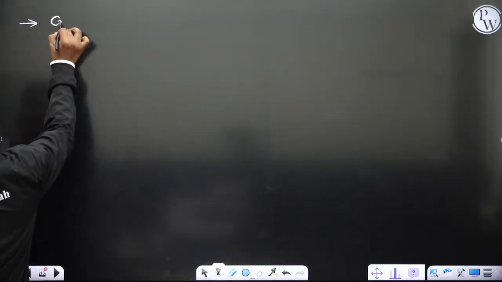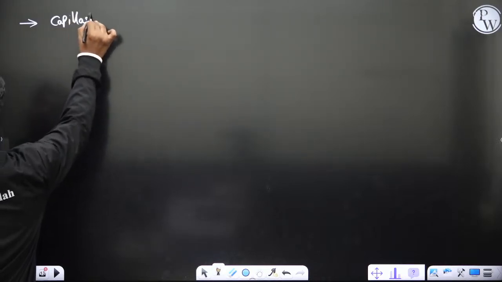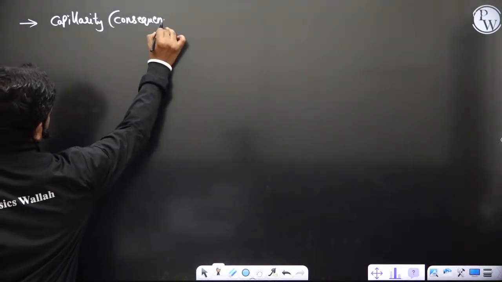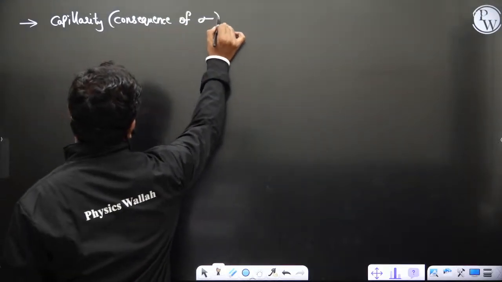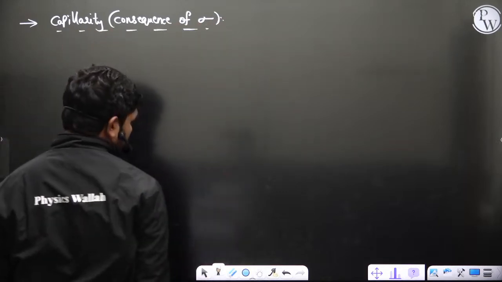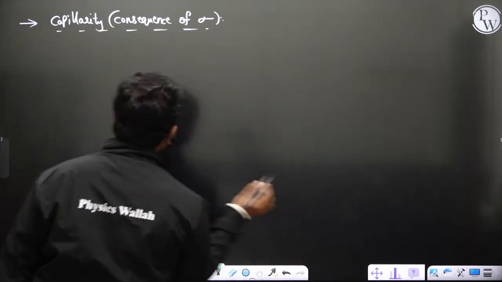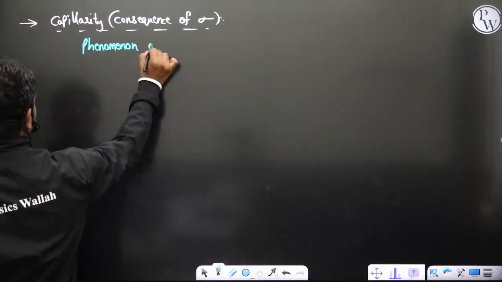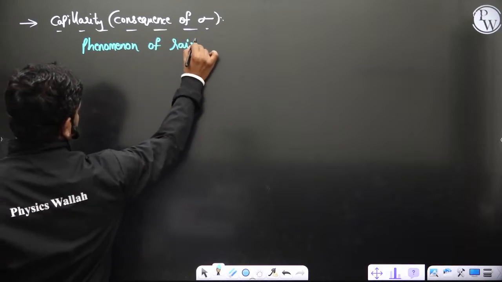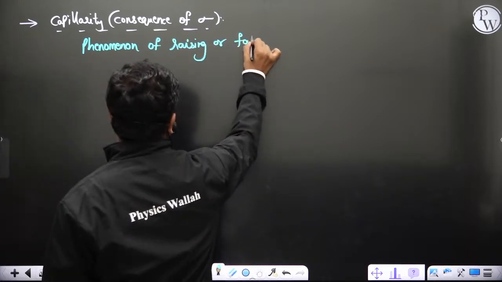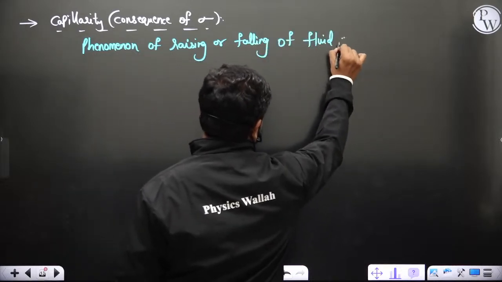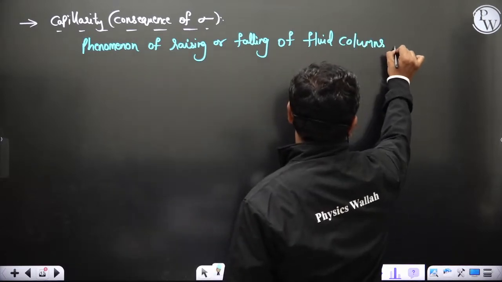Now we will lastly see one consequence of surface tension, which is capillarity. Capillarity is basically the phenomenon of raising or falling of fluid columns in narrow gaps.